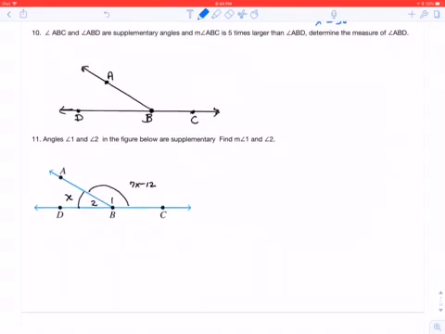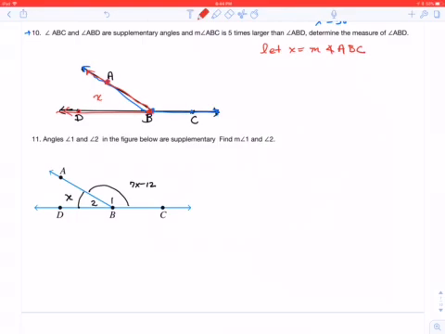In number 10, angle ABC and angle ABD are supplementary. Now, angle ABC is 5 times larger than ABD. We want to determine the measure of ABD. So let's let x equal the measure of angle ABD.